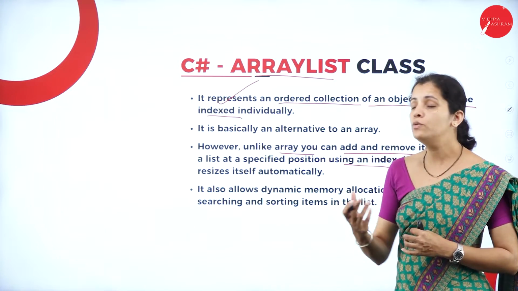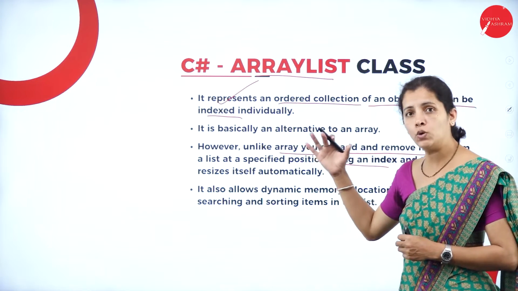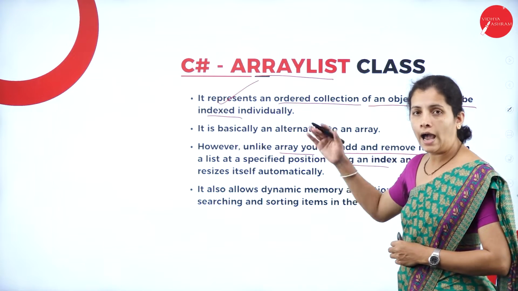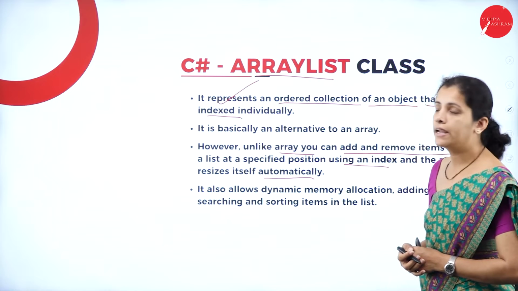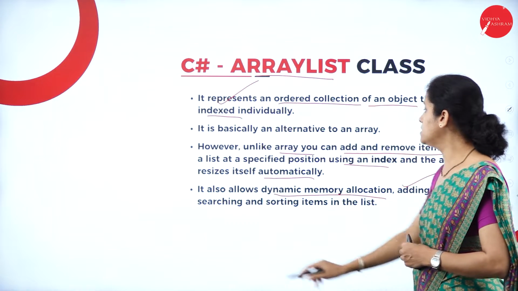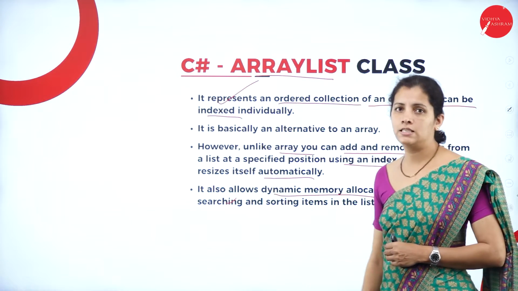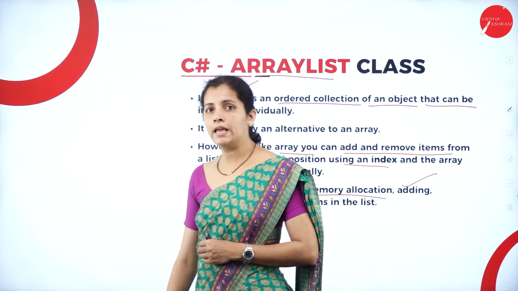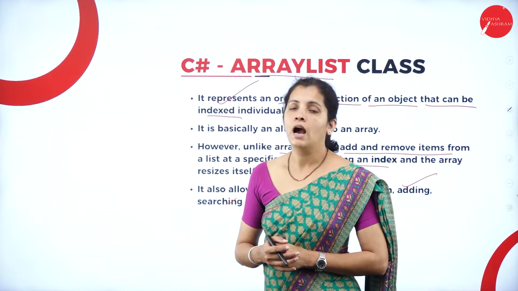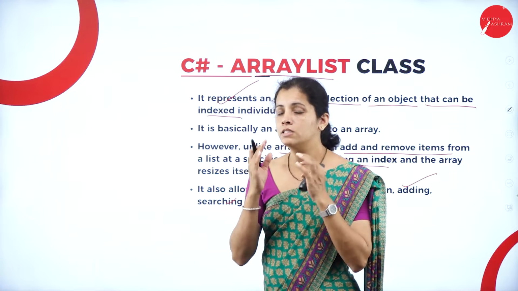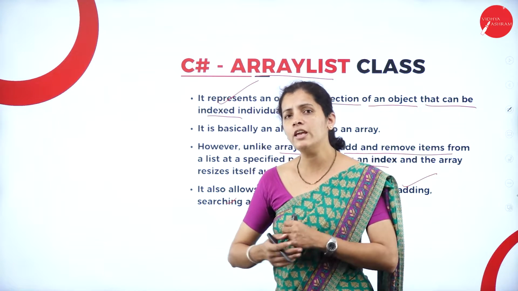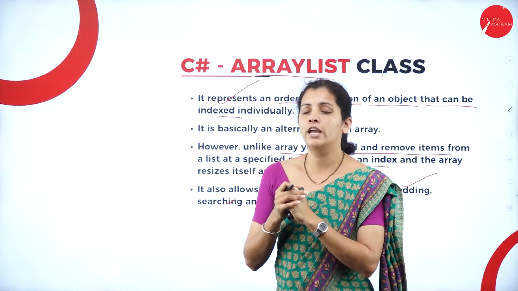We can remove an array element at a specified location, and we can resize the array list automatically. It allows dynamic memory allocation, and adding, searching, and sorting items in the list. That means if I consider an array, we use static memory allocation. And if I go with static memory allocation, what is the disadvantage? It is the wastage of memory.